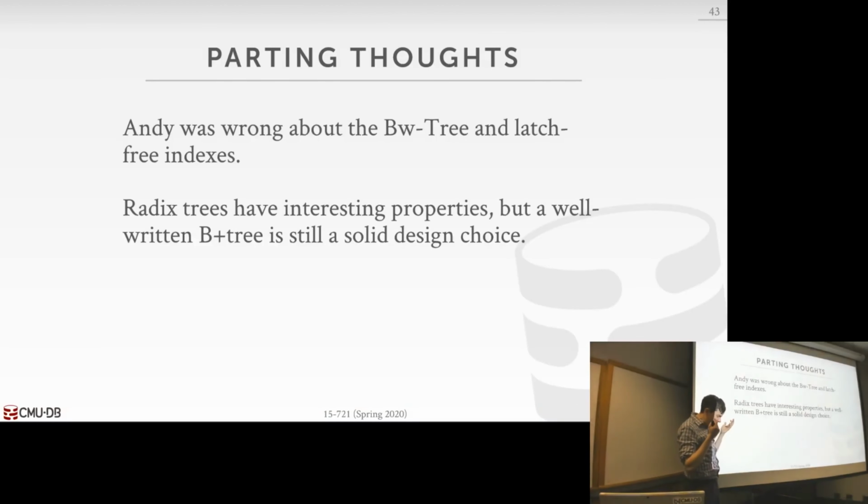So yes, I fully admit I was wrong about the BW-Tree. I was wrong about latch-free indexes. I was wrong about never using an OS mutex and always using spin latches up in user space. So I'm wrong, right? I can admit that.